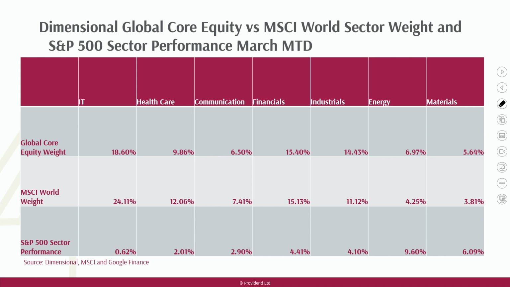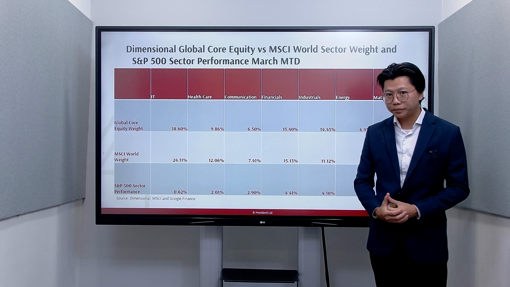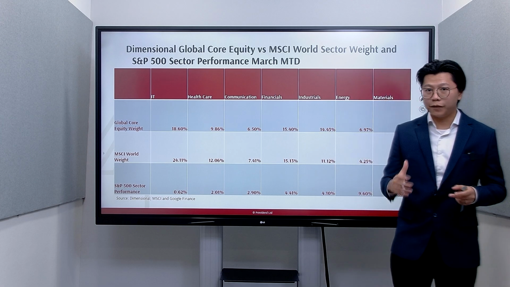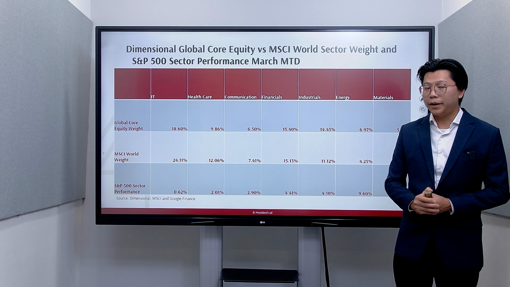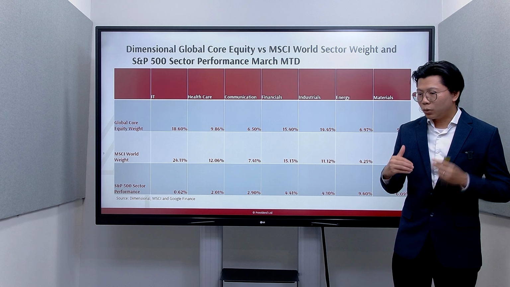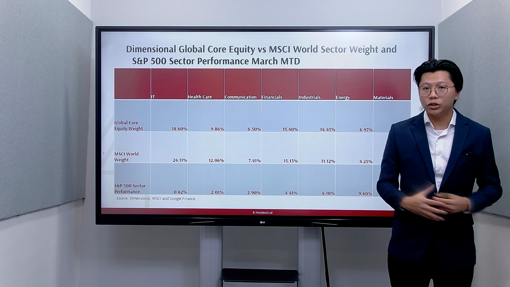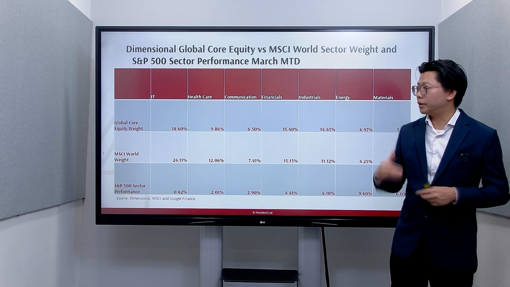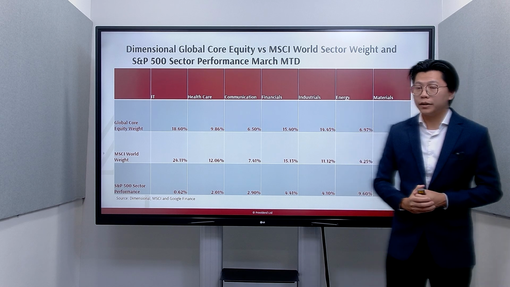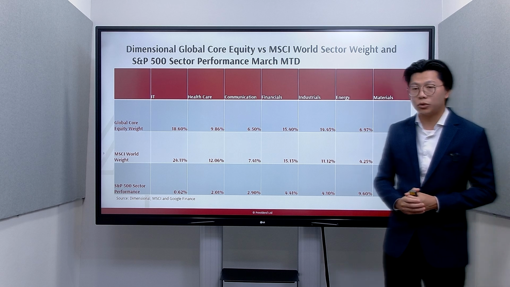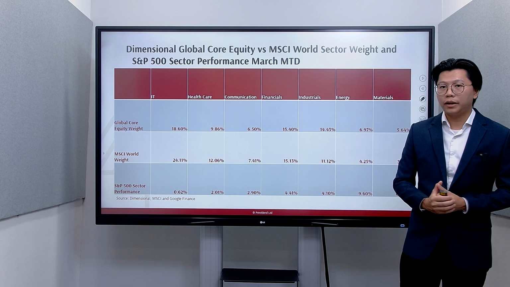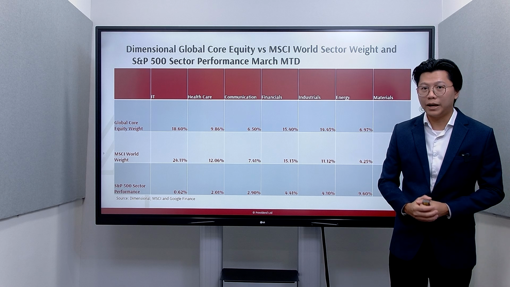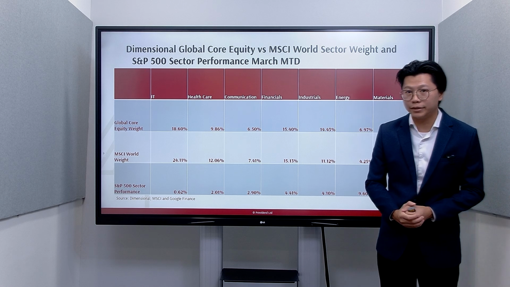Now, if we look into what is going on in this sector, we can compare using the S&P 500 sector performance to understand the sector's performance. The S&P 500 is the top 500 companies in the US, and as the allocation in the US is about 70% for both the Dimensional Global Core Equity as well as the MSCI World, looking at the S&P 500 helps us to better understand what is going on in these sectors.